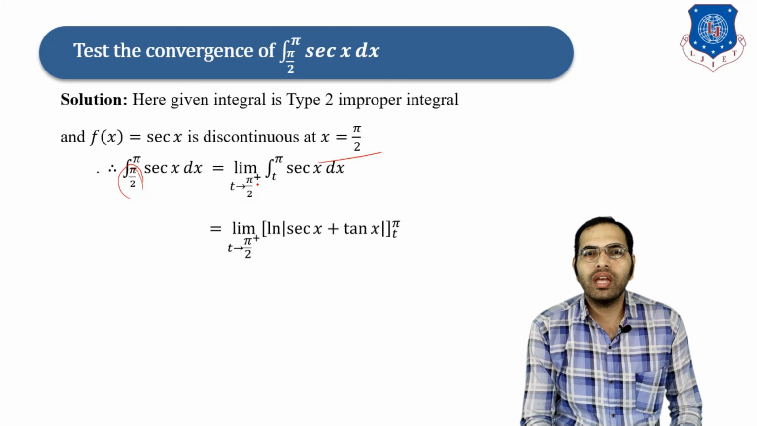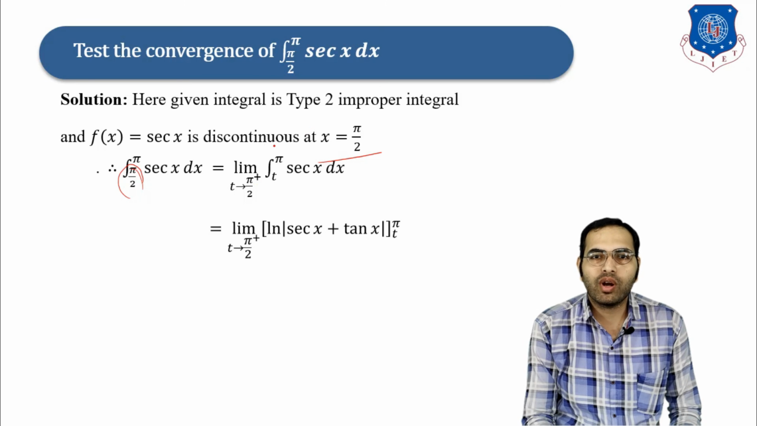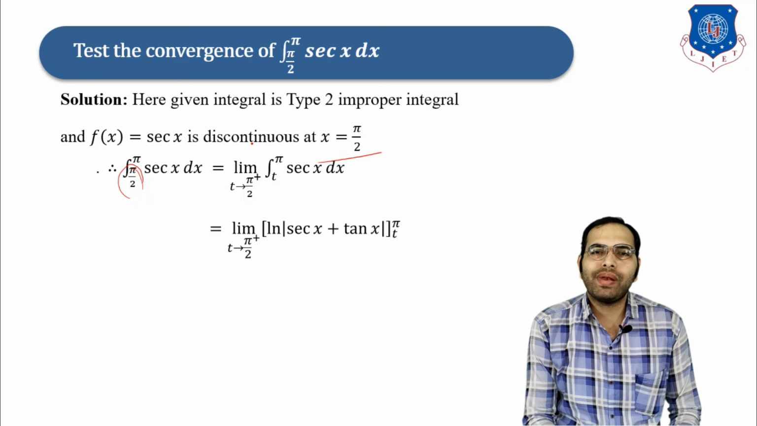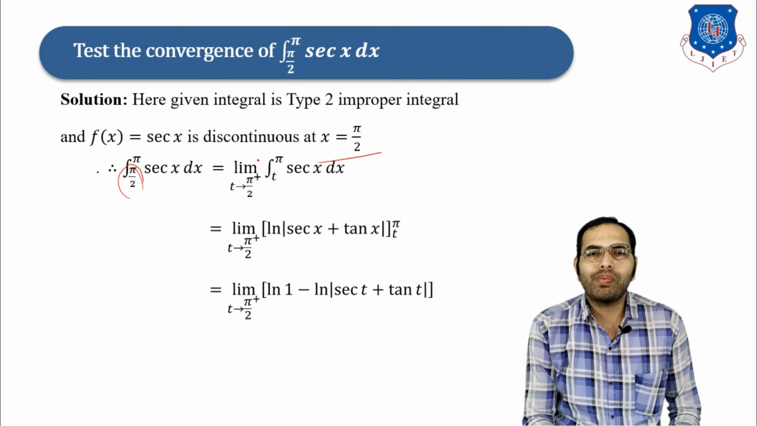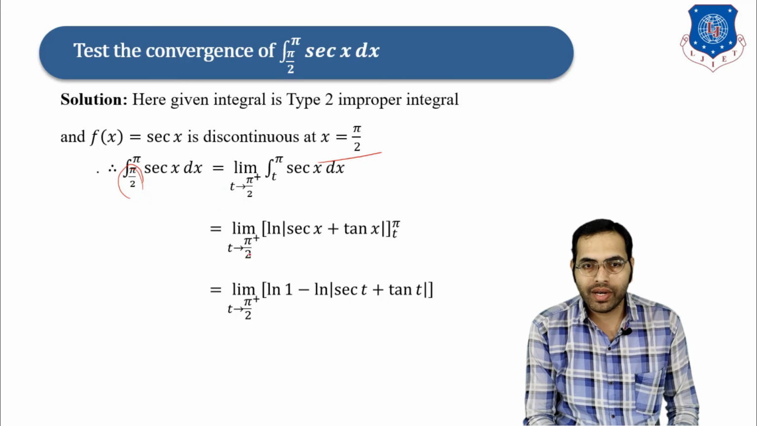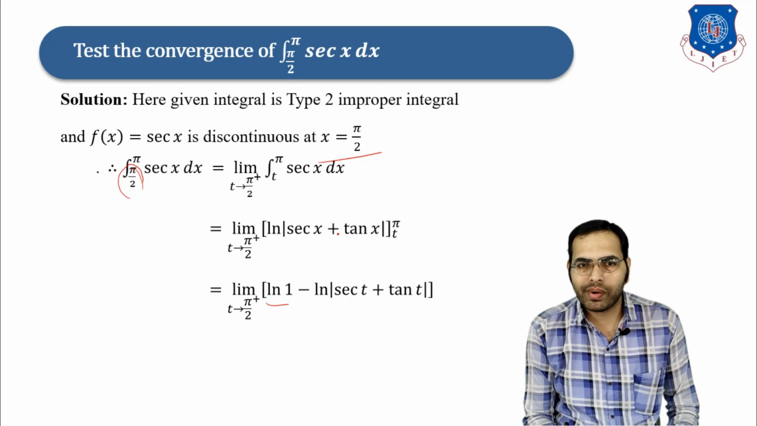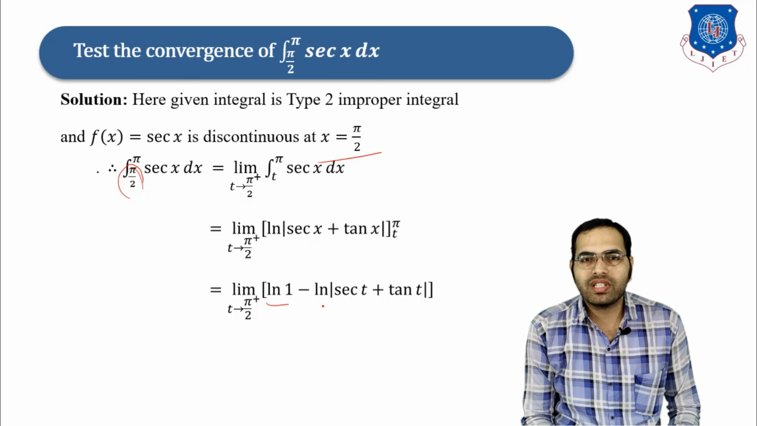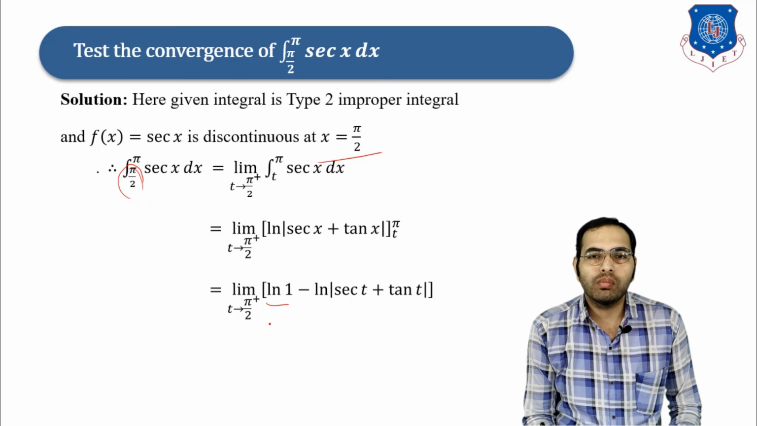You are all aware that the integral of sec x is ln mod of sec x plus tan x, where x runs from t to pi. Now applying the limits, upper limit minus lower limit. The limit t tends to pi by 2 plus, inside the bracket upper limit minus lower limit: sec pi is minus 1, tan pi is 0. Then mod of minus 1 becomes 1, that is ln 1, which is our answer for the upper limit, minus, x replaced with t, ln mod of sec t plus tan t.